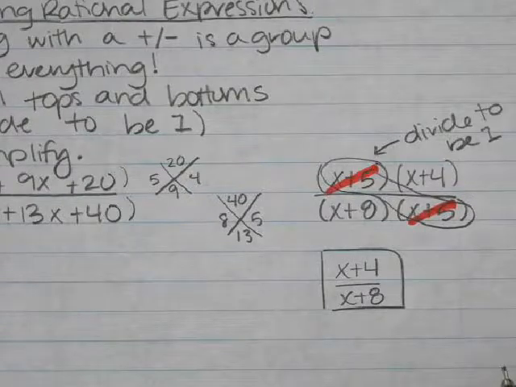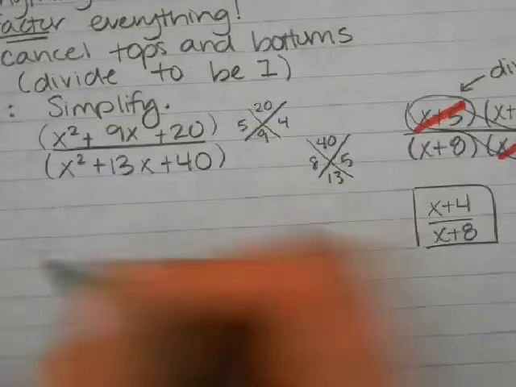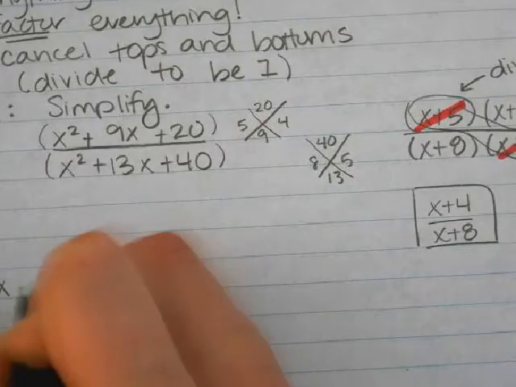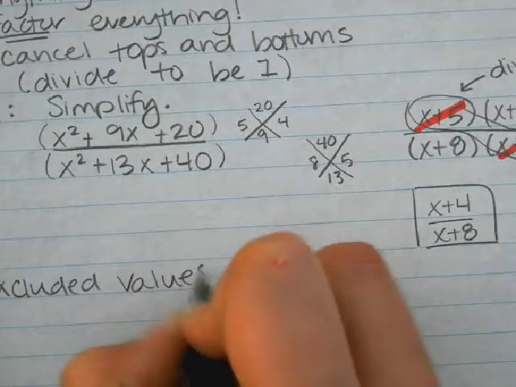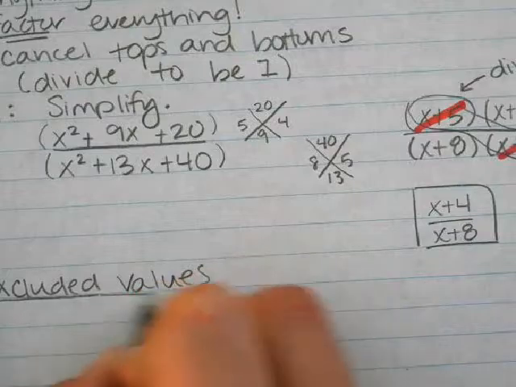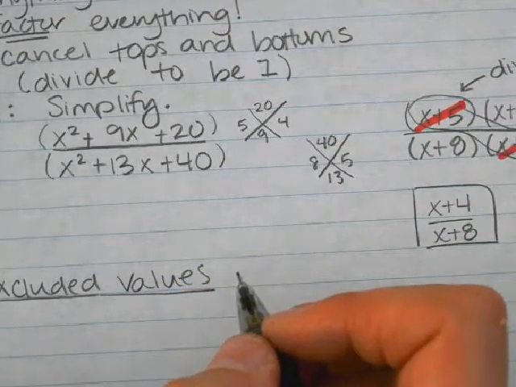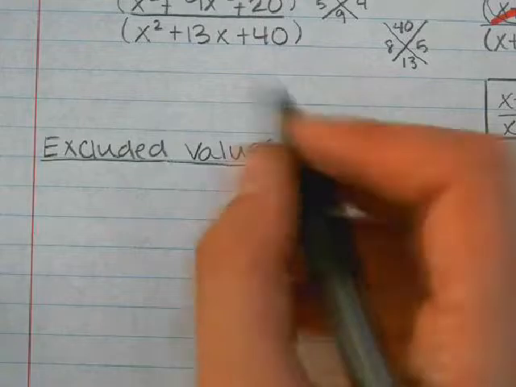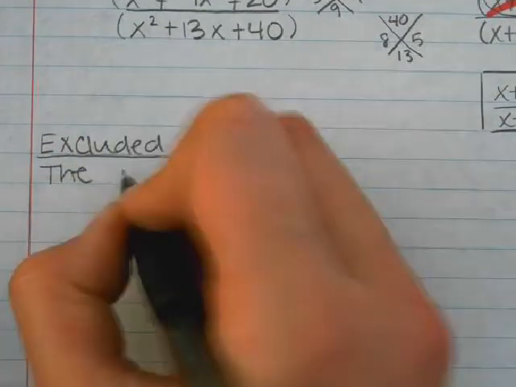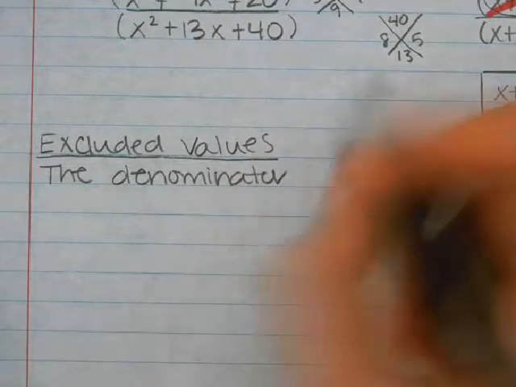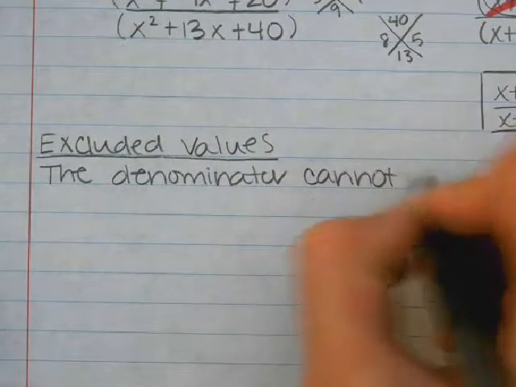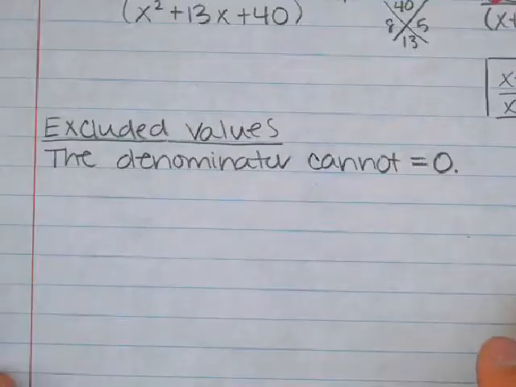All right, we did another thing that first day. We also looked for excluded values in problems. Do you guys remember where the excluded values came from? Yeah, you set something equal to 0. What do you set equal to 0? The denominator, yeah. So excluded values come because the denominator cannot equal 0. That's where our excluded values come from.